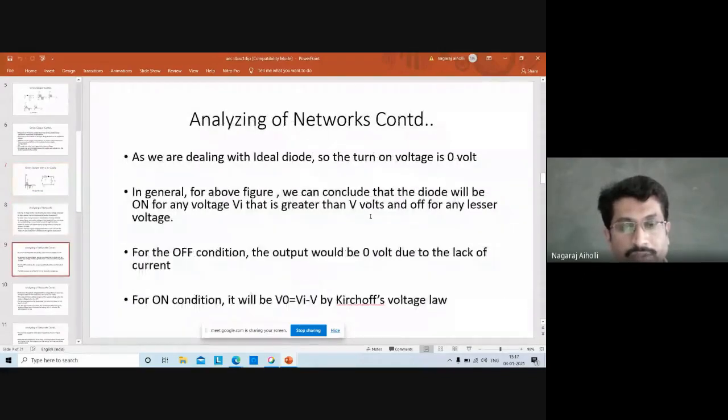Now, if we apply Kirchhoff's voltage law, as I told, we get V naught is equal to VI minus V. When we apply the KVL to the series clipper circuit with DC supply, we get VI minus V is equal to V naught, or V naught is equal to VI minus V.